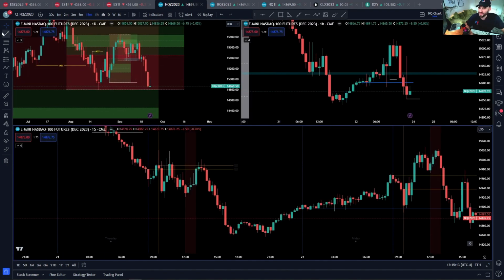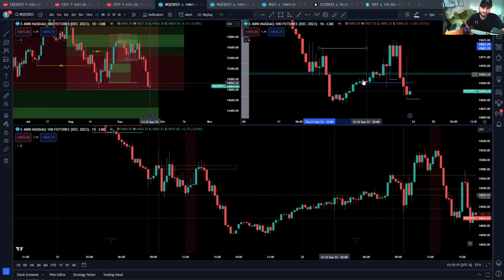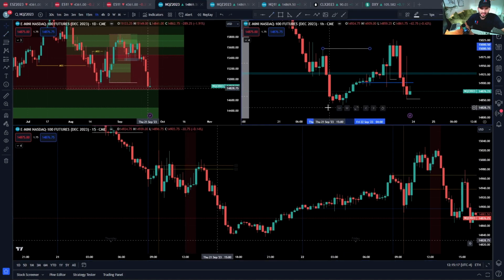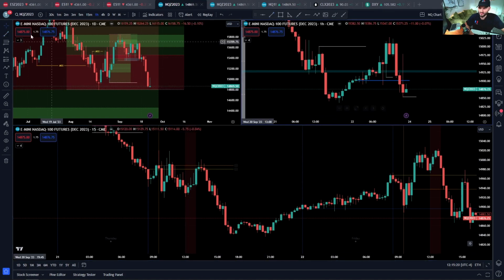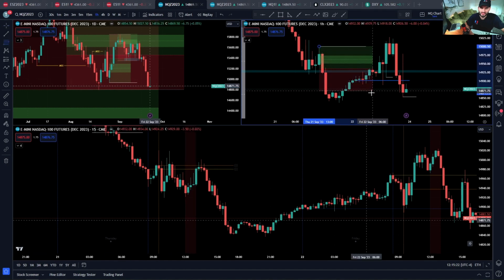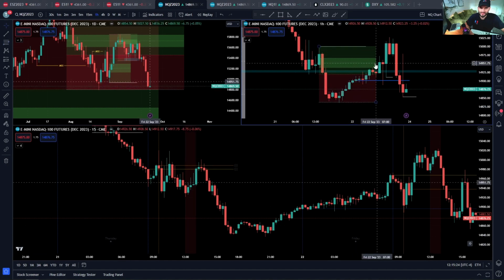Okay, so on the hourly, we had this protected high. This high, which created this low. So what has that created? It's created a dealing range, right? So on this day, what could we anticipate price to do? Price to pull back up into a premium.